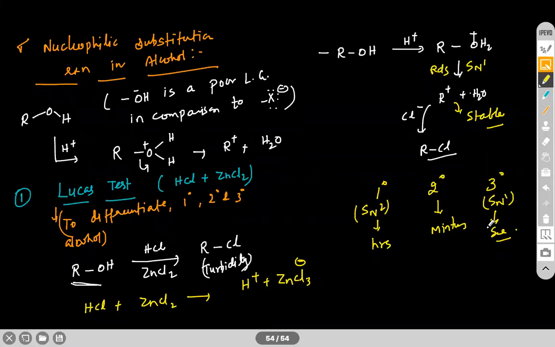But for Lucas test, it is a name reaction. The name is given of the test, that is Lucas test, and we only use ZnCl2 for this purpose. It is also possible with AlCl3. Maybe it requires a little more time than this. But if you provide the condition with AlCl3, a similar kind of reaction is possible. So whenever we talk about Lucas test, you have to take HCl with ZnCl2.